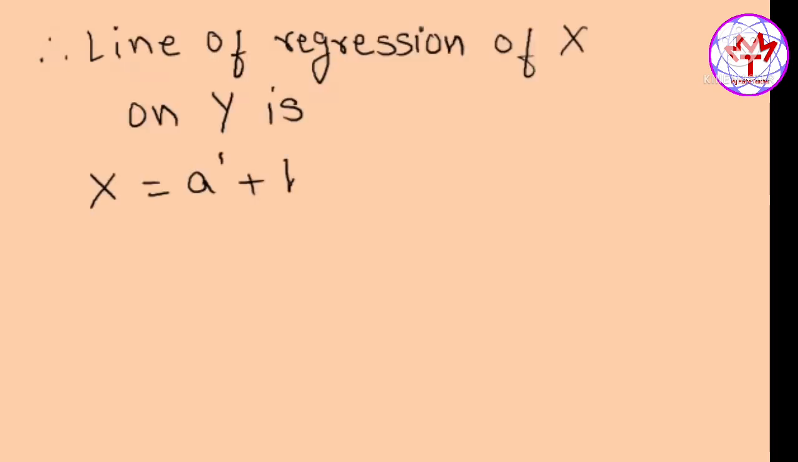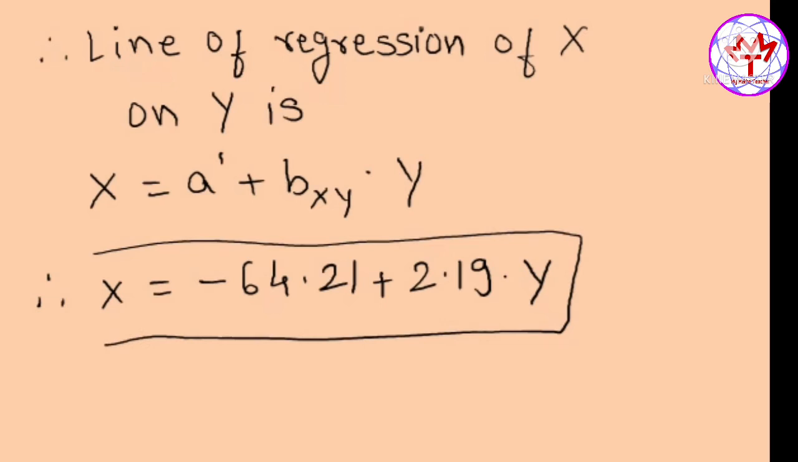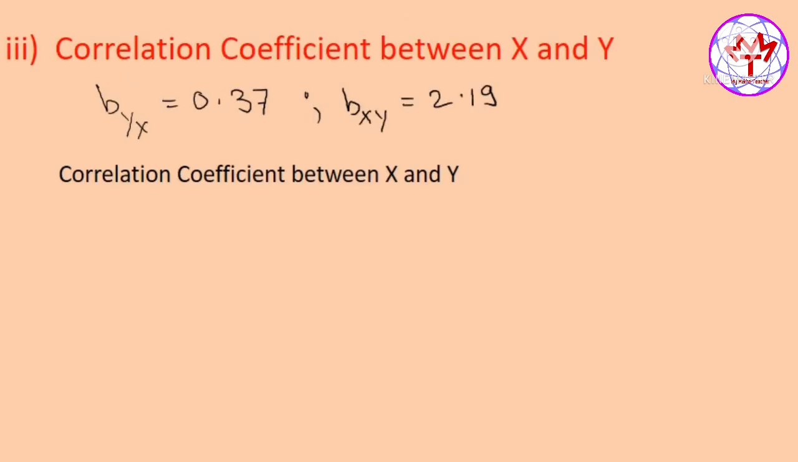Therefore, line of regression of x on y is x is equal to a dash plus bxy into y. Therefore, we get x is equal to a dash is minus 64.21 plus bxy we have got 2.19 into y. So this is your line of regression of x on y. Now let's solve the third sub question. The third sub question is to obtain correlation coefficient between x and y.